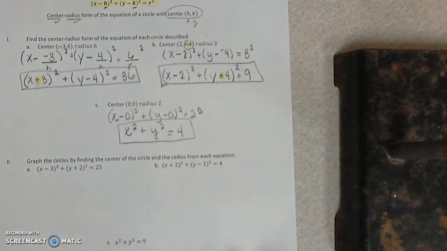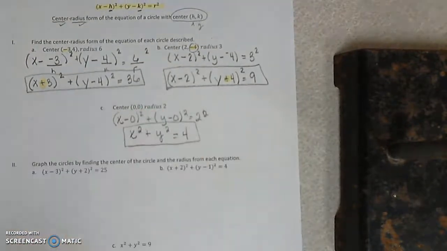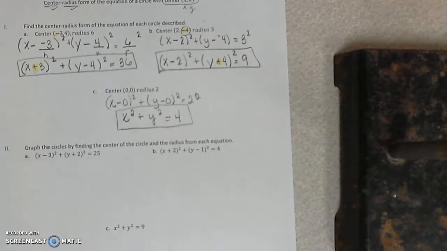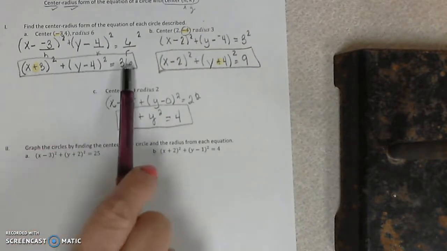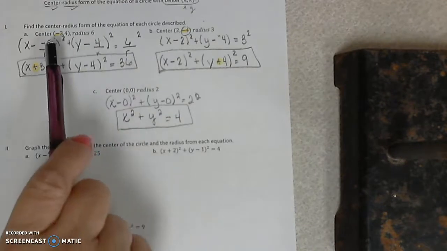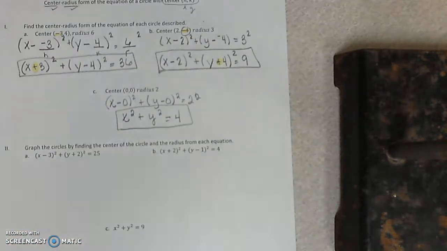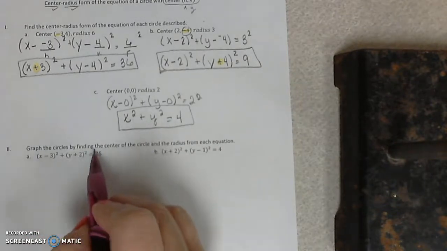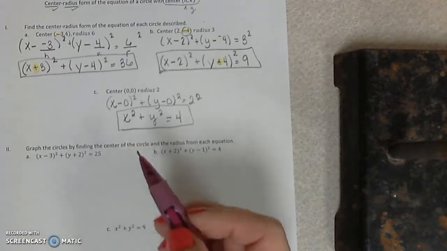Okay, so you can go back to your homework and go ahead and practice that if you want to, since it's kind of fresh on your mind. Or we'll just kind of go backwards. We'll take the equation and pull out the center and the radius for a little practice. So here, graph the circles by finding the center of the circle and the radius.